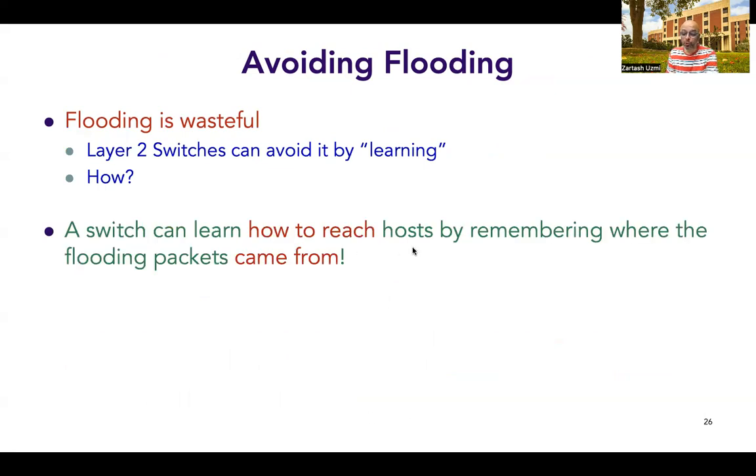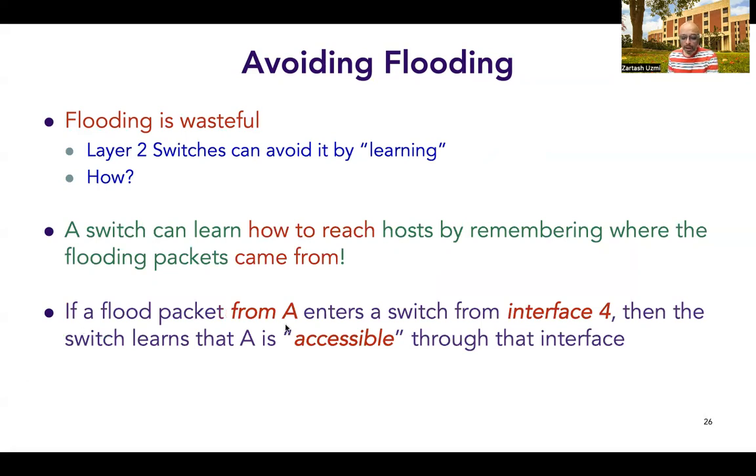So a switch can learn how to reach a host by remembering where the packets came from. If there is a host who is sending the packet, somebody will know that this guy who is sending the packet from the east is sitting on the east. Okay. So if a packet from host A enters a switch from interface 4, then the switch immediately declares that host A is accessible through that interface and no other interface. The reason that A is accessible from that interface is because the packet from A came through that interface. The reason that A is not accessible from any other interface is because we do not have any loops. We have a spanning tree working here.